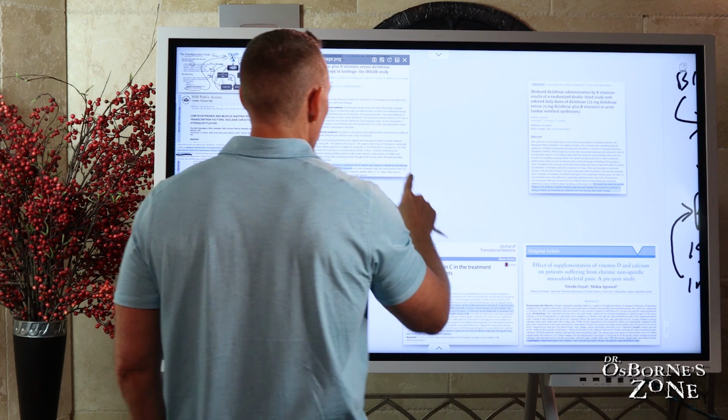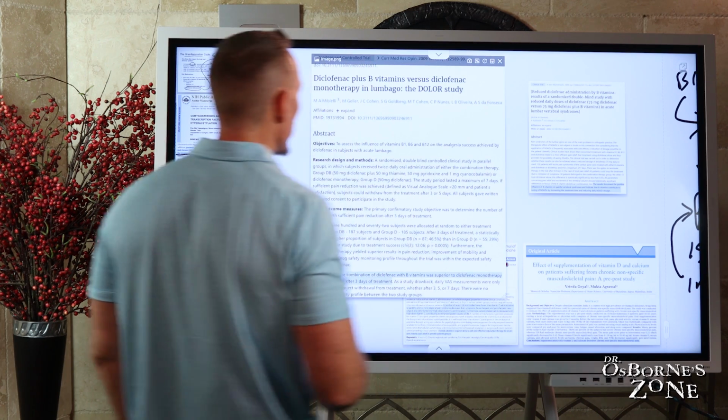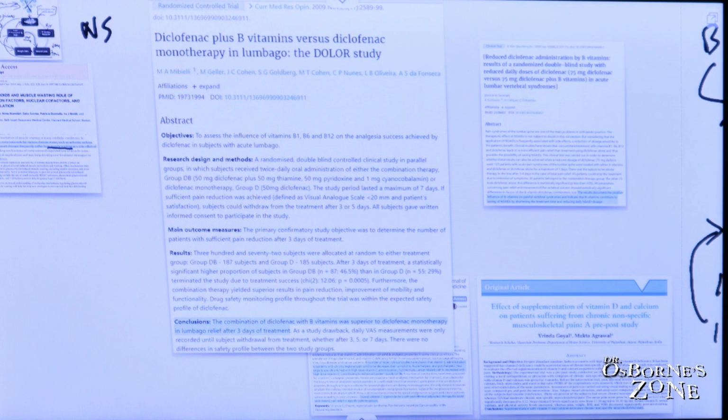Okay, let's look at this study here on Diclofenac. Now, Diclofenac, this is a type of NSAID, non-steroidal anti-inflammatory drug. And so a couple of studies on these types of medications, non-steroidal anti-inflammatories, where they looked at, in this case, it was called the Dolor study, Dolor Spanish for pain, but it's kind of unique the way they make these acronyms.